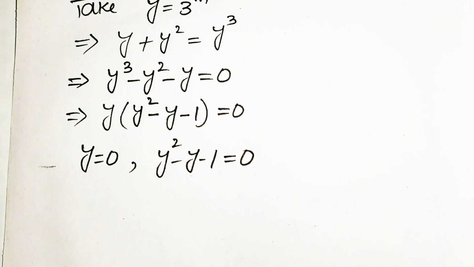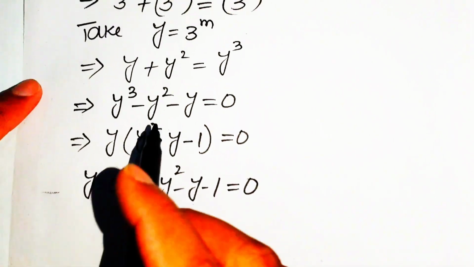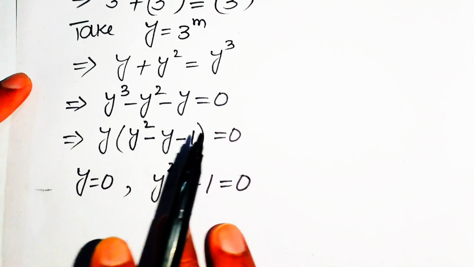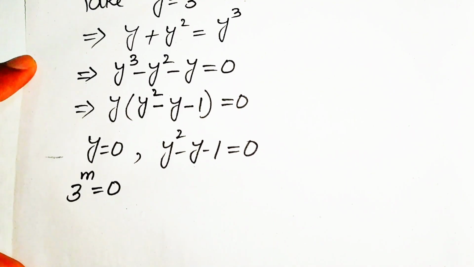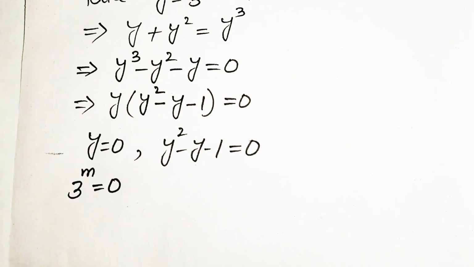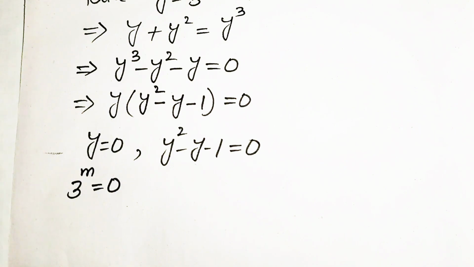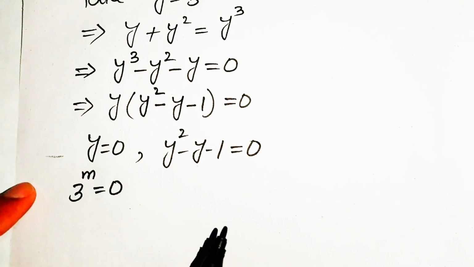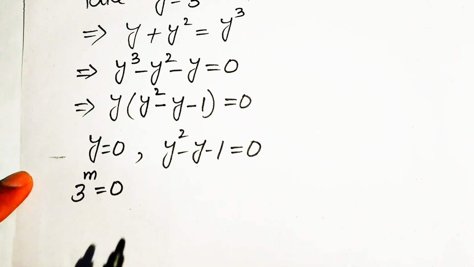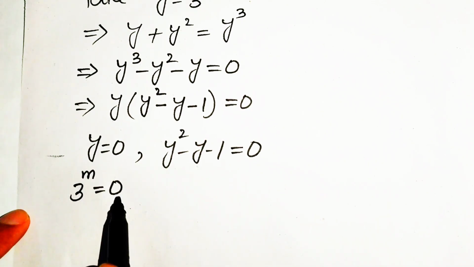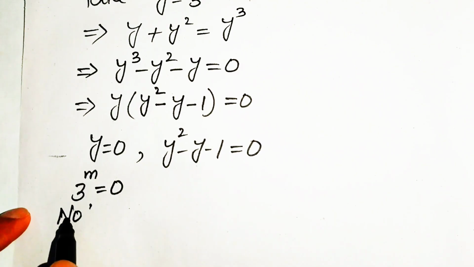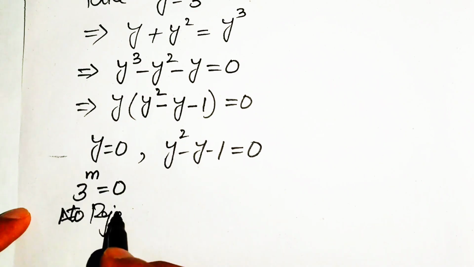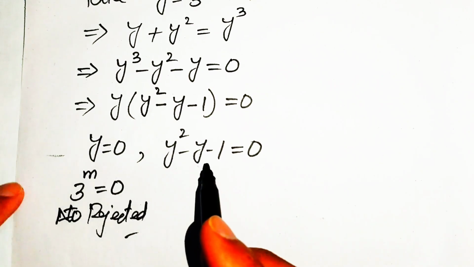So in the first case, if we back substitute the value of y, the value of y is 3^m, and now we substitute this value here, and it becomes 3^m equals 0. So here you note that 3^m is an exponential function, and we know that an exponential function cannot be equal to 0. So it is not possible for an exponential function to equal 0, so we just reject this case.